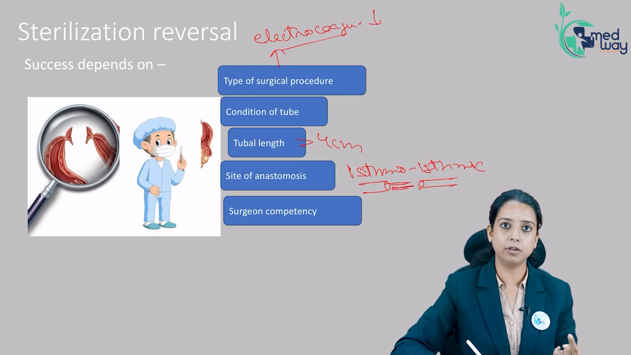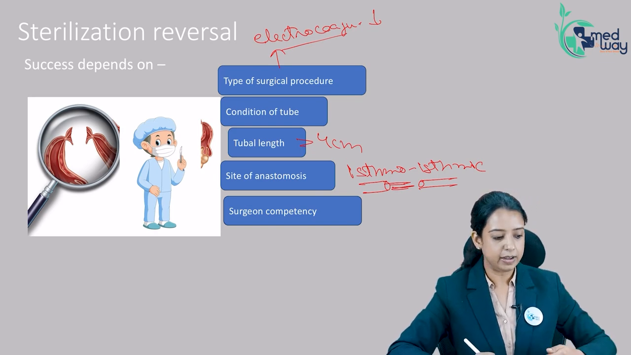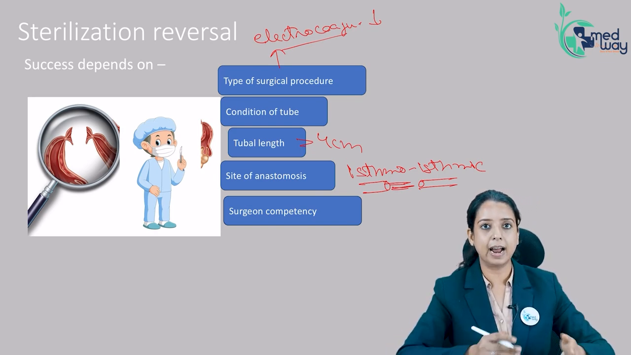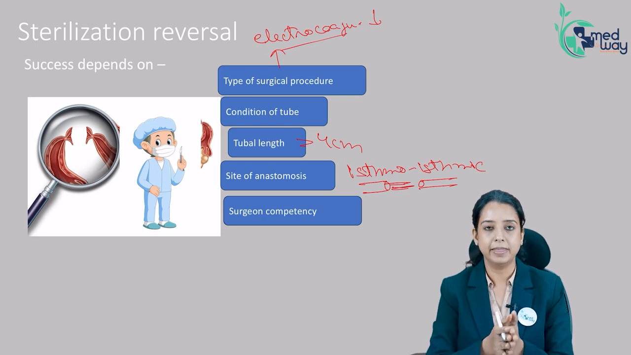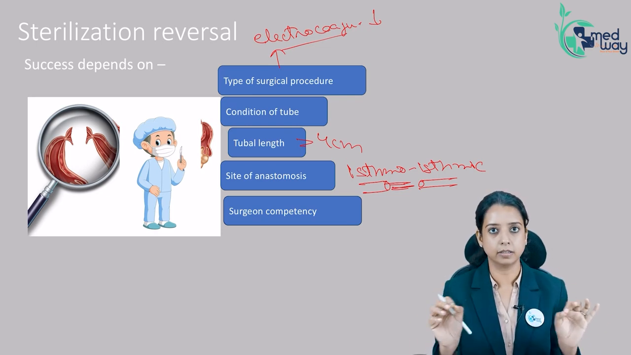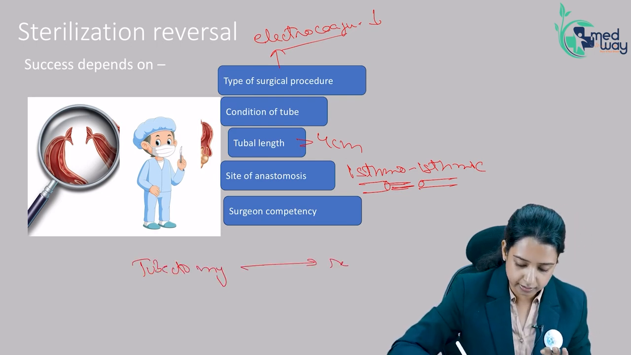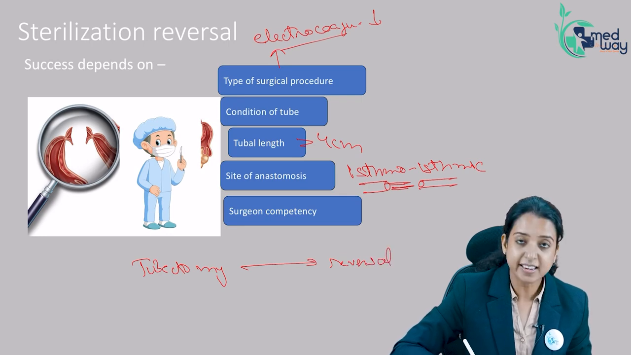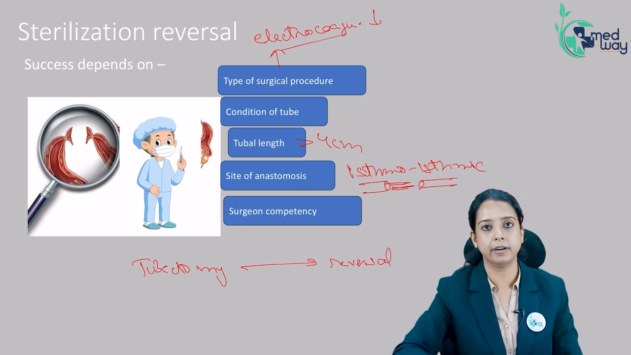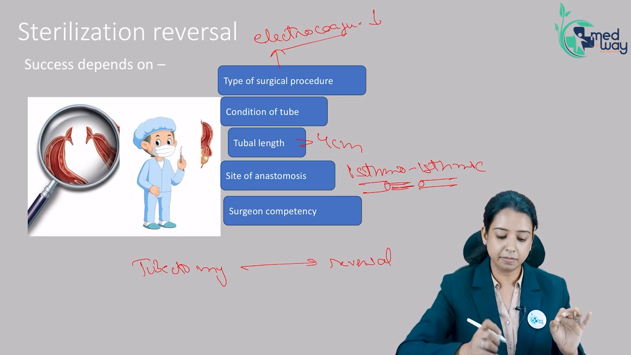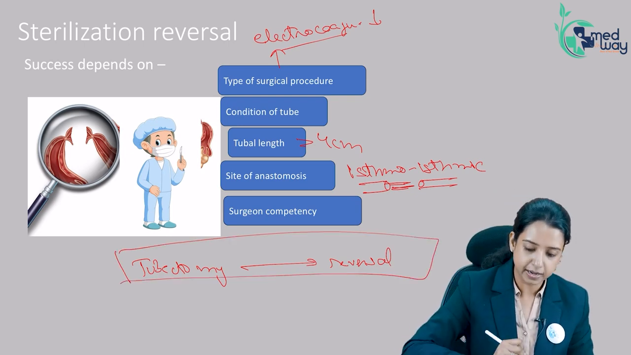What will not play a role here is the time. The time between when you got the tubectomy and when you decide on reversal. This duration will not decide the success rate. So from tubectomy to the decision of reversal, if this time is more, it doesn't matter, it will not affect the reversal rate. But it does matter in vasectomy. That's why I'm telling you here.